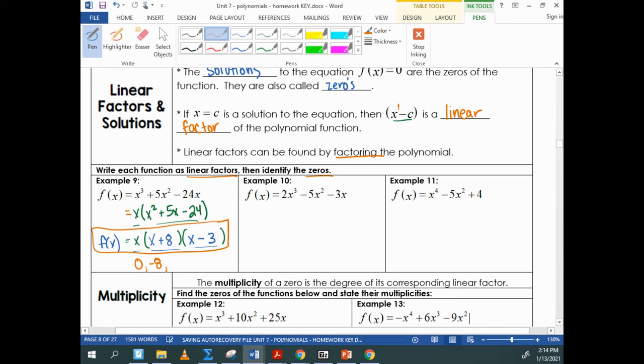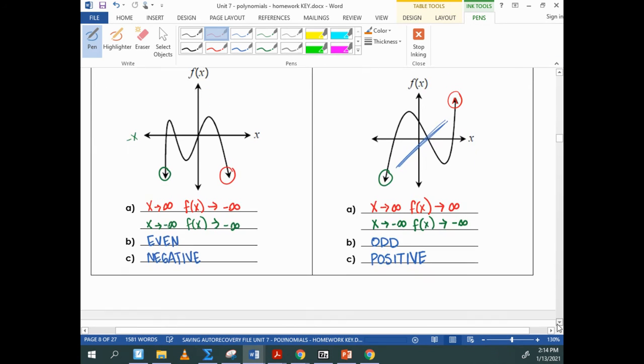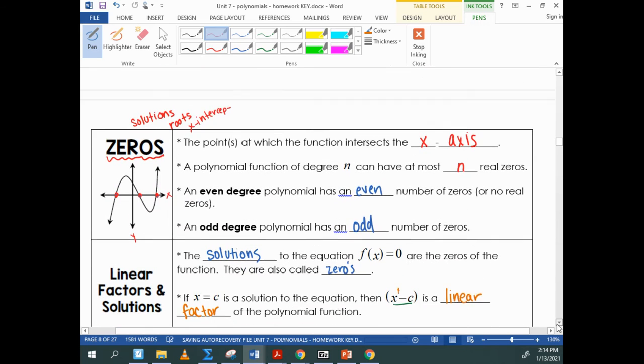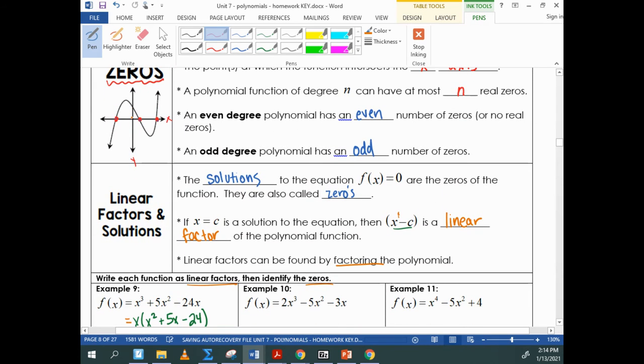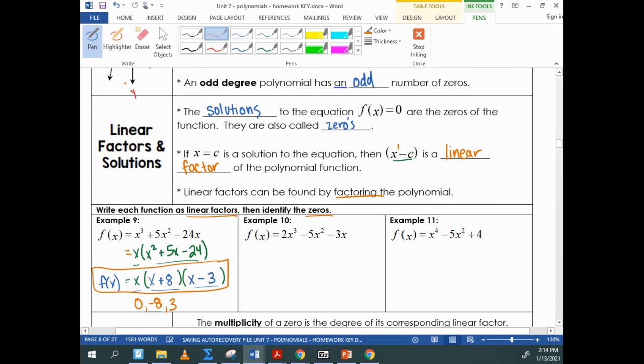-8, this is just like last lesson, just set them each equal to 0 and you've got it, and a +3. Okay, so if we were graphing this, using the same thing here, you'd have a 0 at 0, it would cross at 0, it would cross at -8, and it would cross at 3.